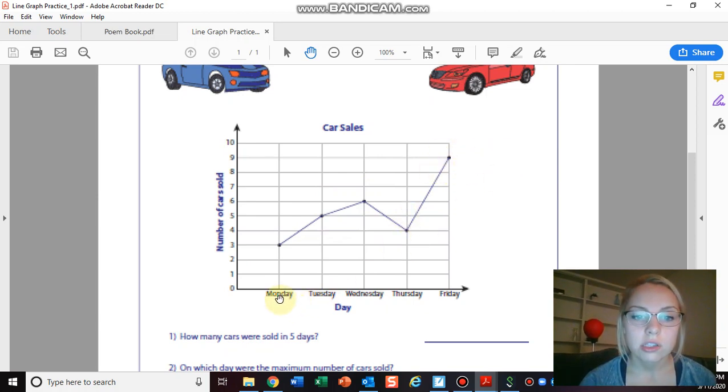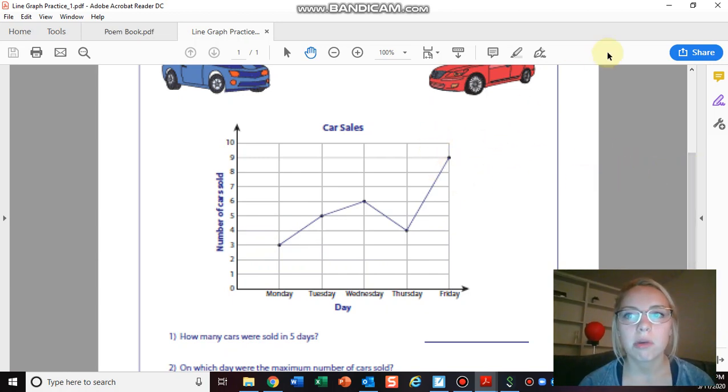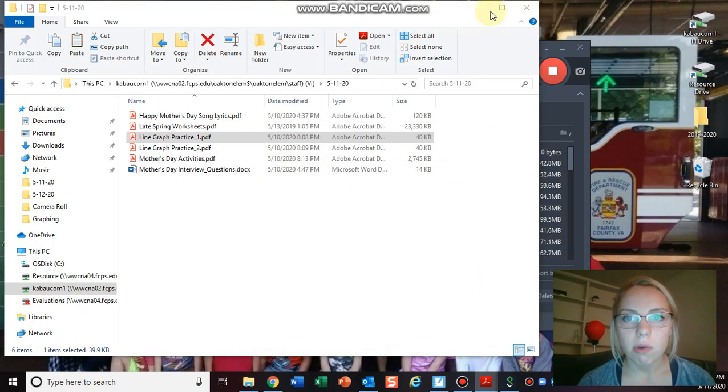on each day. So on Monday, 3 cars were sold. On Tuesday, 5 cars were sold. On Wednesday, 6 cars were sold. On Thursday, 4 cars were sold. And on Friday, 9 cars were sold. So it shows you the number of car sales over time. So we can clearly see Monday, the least number of cars were sold, and Friday, the highest number of cars were sold. Okay? So that's just an example of a line graph. Let's make one of our own now.